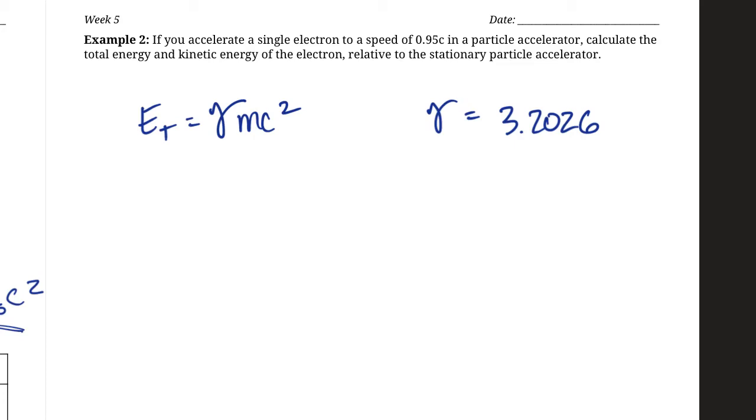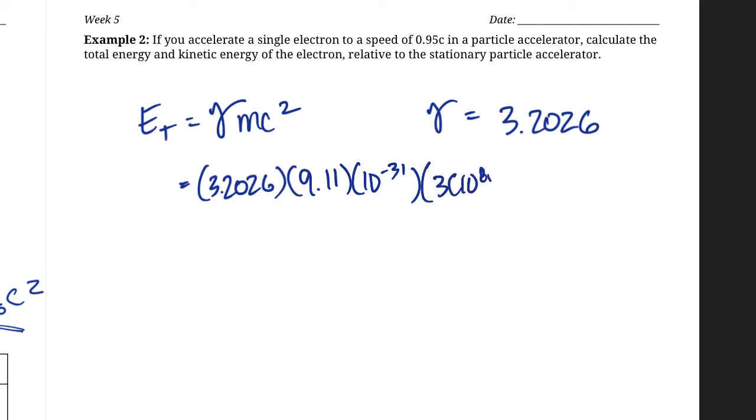So the total energy is just going to be equal to gamma, which is 3.2026, times the mass of an electron, which I put on your formula sheet. It's 9.11 times 10 to the negative 31 kilograms, times c squared, 3 times 10 to the 8, squared. I always forget to square that. When you do that calculation, the total energy comes out to 2.63 times 10 to the negative 13 joules of energy.